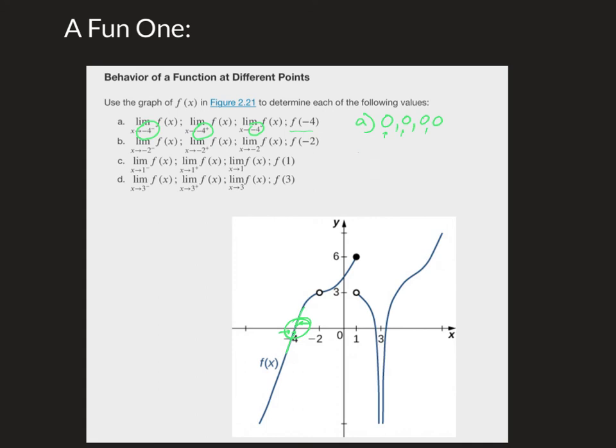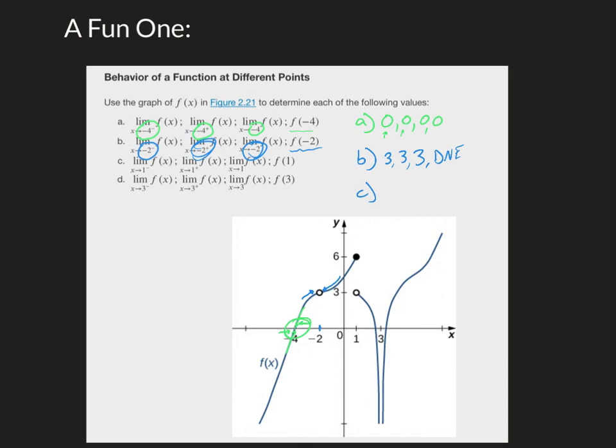Change color for part B. All right, now we're looking at -2 from the left first. Here's -2. From the left is in that direction, and it looks like we're up at +3. From the right is that direction. That's the next part. -2 from the right. Looks like we're up at +3. -2, the two-sided limit. Got the same answers for the first two, so that's also +3. And then f of -2, where's the function at exactly -2? Do you see a filled-in circle? I don't. Does not exist.